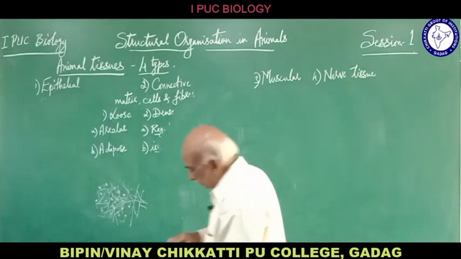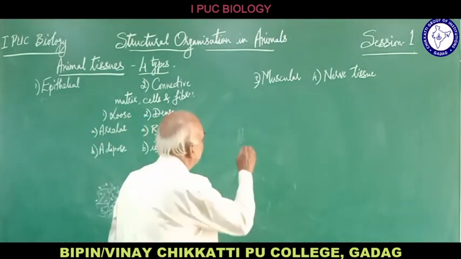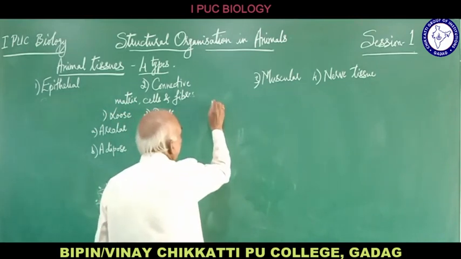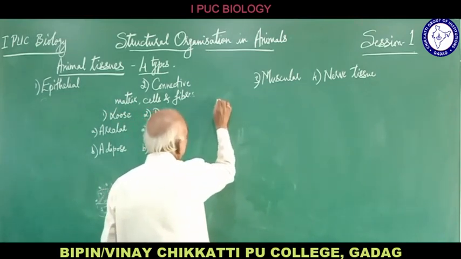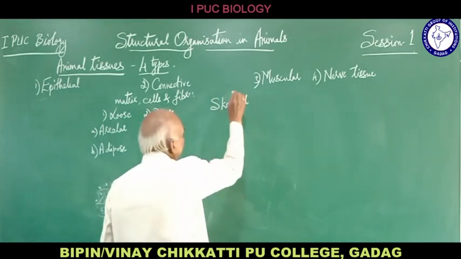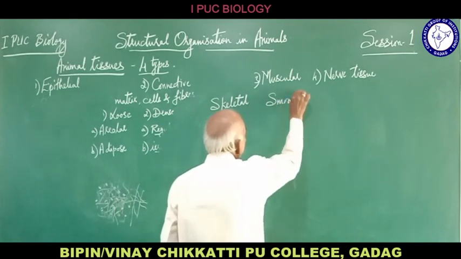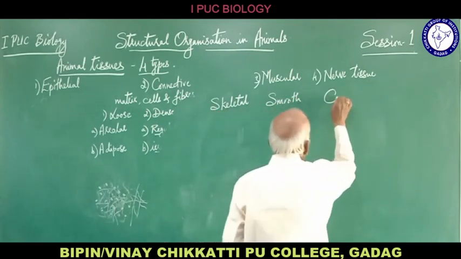Then coming to the types of the muscular tissues. There are three types of muscular tissues. One type is skeletal muscular tissue, then smooth muscular tissue and cardiac muscular tissue.